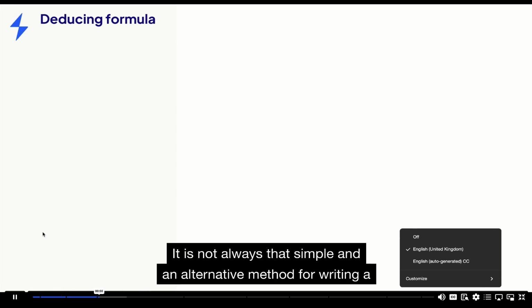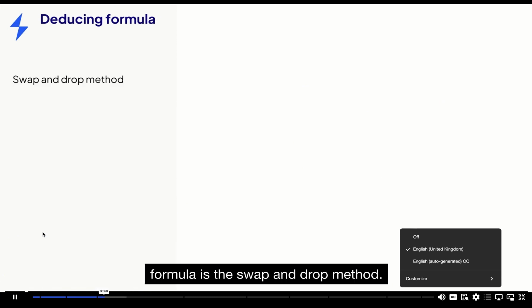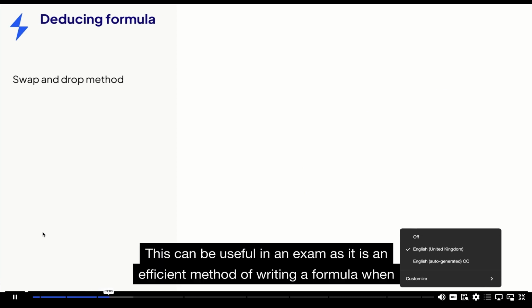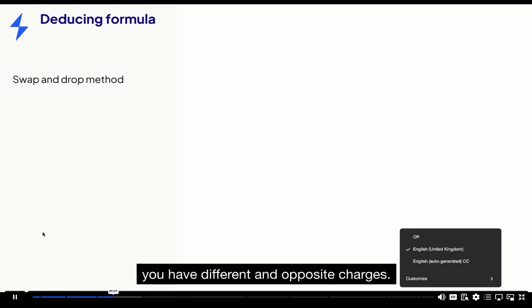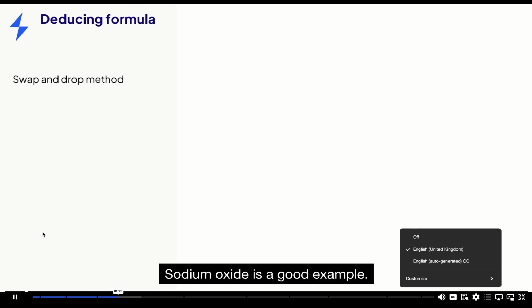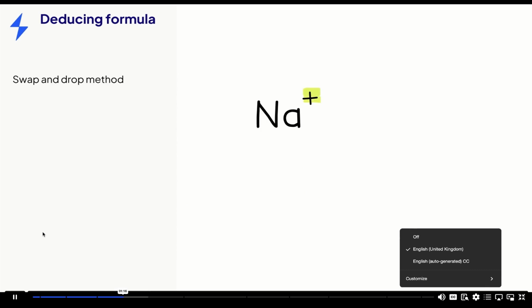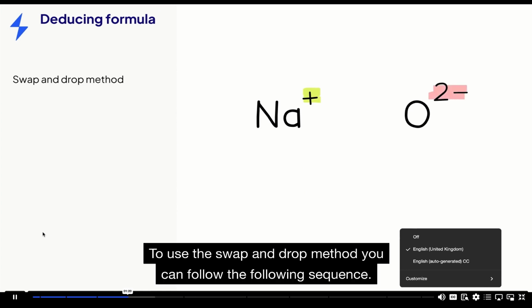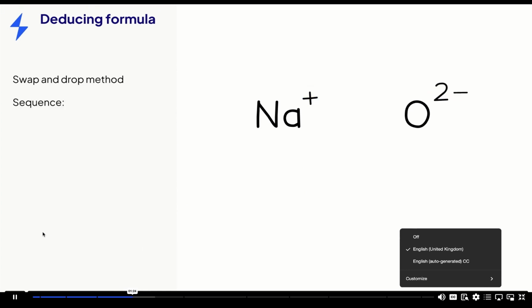It is not always that simple, and an alternative method for writing a formula is the swap and drop method. This can be useful in an exam as it is an efficient method of writing a formula when you have different and opposite charges. Sodium oxide is a good example. Sodium has a 1+ charge and oxide has a 2- charge. To use the swap and drop method, you can follow the following sequence.